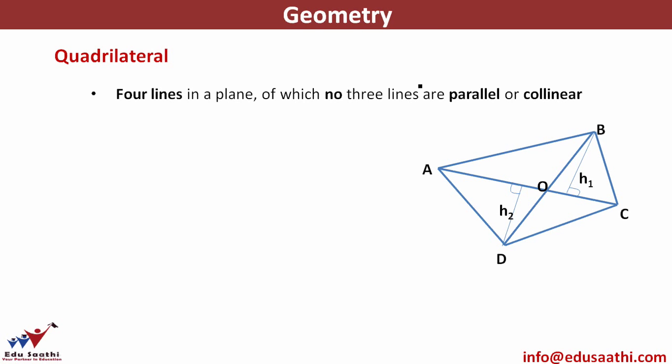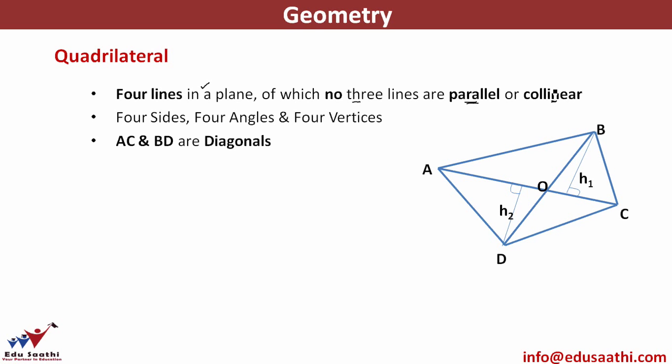parallel or collinear. A quadrilateral is a four-sided figure which is formed with four lines in a plane, and the condition is no three lines should be either parallel or collinear. If three lines come out to be parallel or collinear, I'll never be able to get a four-sided closed figure. So it has four sides, four angles and four vertices.